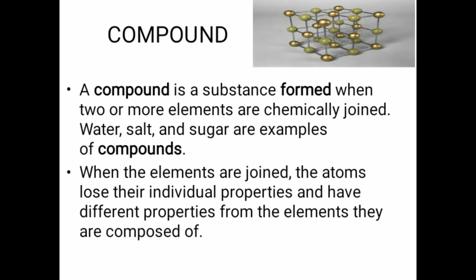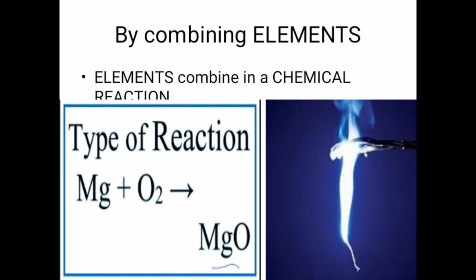So when elements combine chemically, they form compounds, and when they form compounds, a chemical reaction happens, and after this chemical reaction, the properties are totally changed. So here we will see how compounds are formed. Compounds can be formed when elements combine.